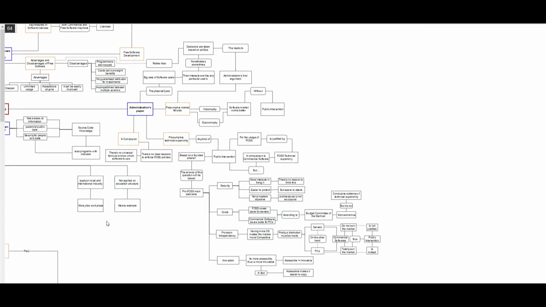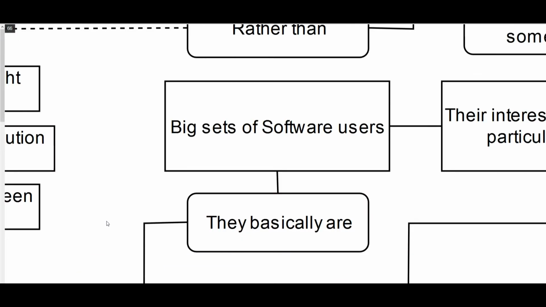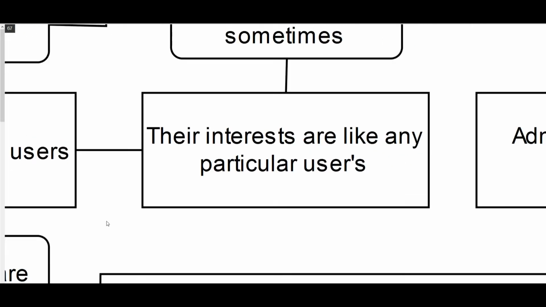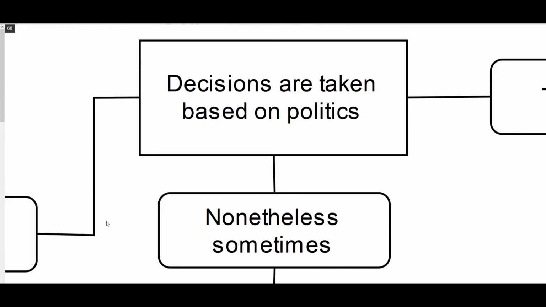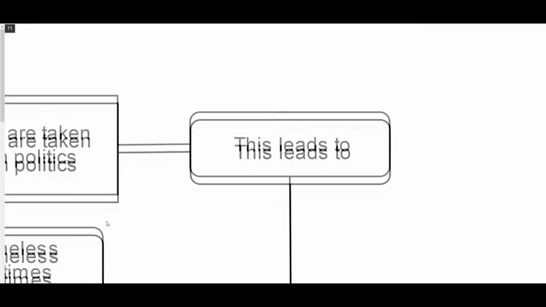Now, let's take a look at the administration's role in all of this. Administrations of a country are basically a bunch of users. There are big sets of software users, so they have the same needs as any users. They look for the optimal software, for the most cost-benefit efficient software. But in the administration environment, sometimes decisions are taken based on politics, rather than advantages or disadvantages of any of the software. This leads to the administration's first argument: presumptive market failures.